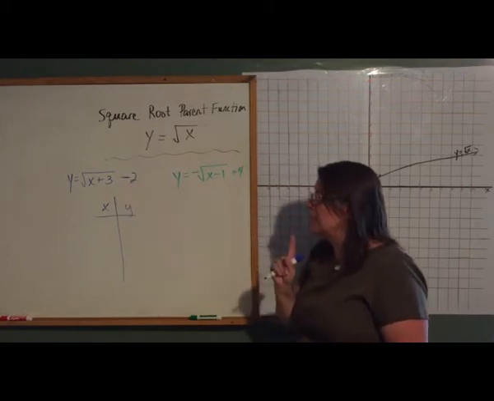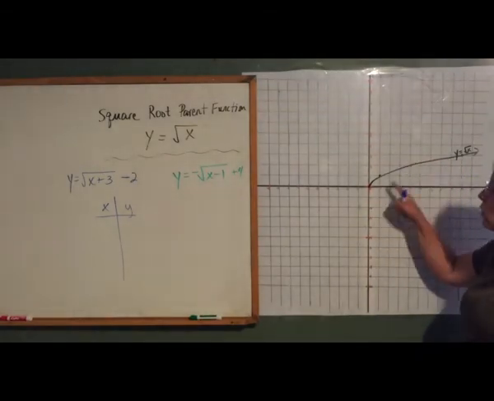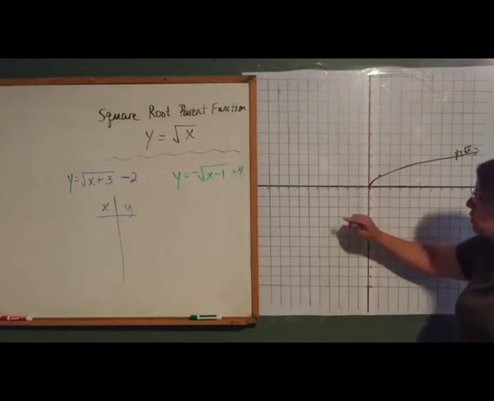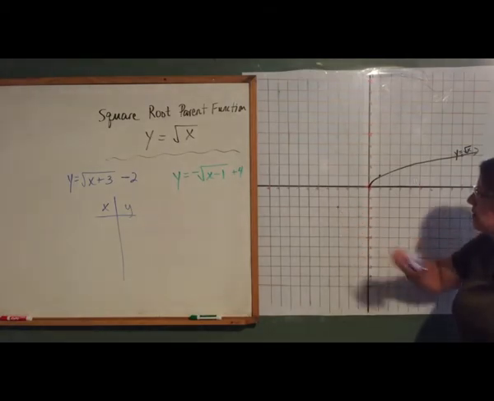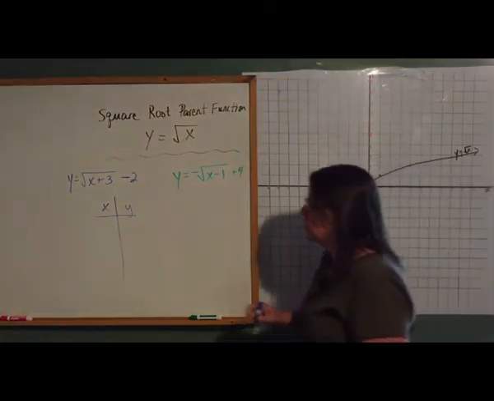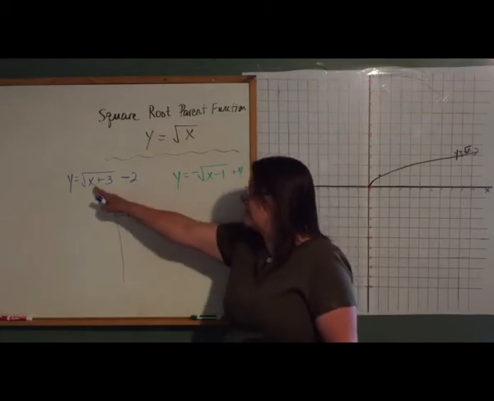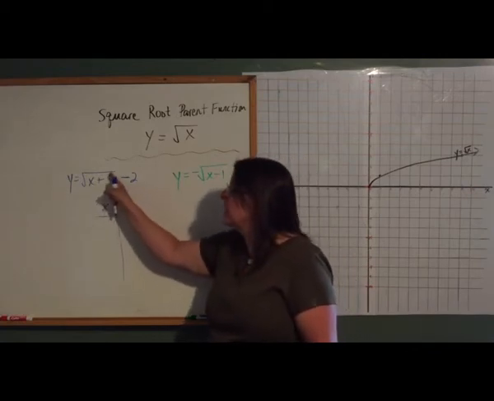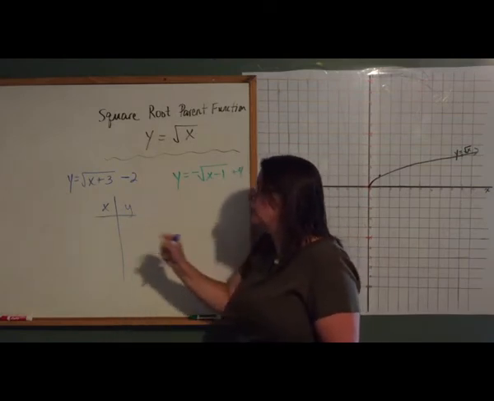So my prediction is that from my parent function, each of these ordered pairs are going to move left 3, down 2. So my first part of my graph would be here. So let's see if that happens, and then graph that new function. Now, when I plug in numbers for x, I want to make sure I get square numbers on the inside. So I'm going to have to be real purposeful about what numbers I choose.